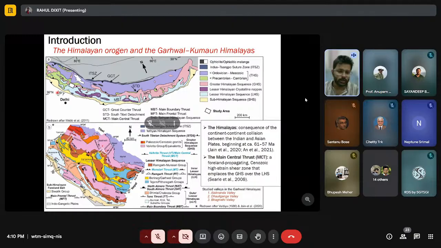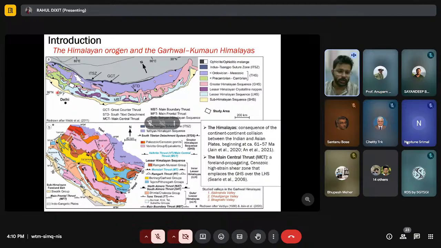That is the outer Lesser Himalaya, which consists of several formations like the Chakrata group or the Jaunsar group, which are Neoproterozoic to Paleozoic in age. Then north of them, as we move towards the hinterland side, we have the inner Lesser Himalaya, usually the Ramgarh Munsiari group or the Berinag group. They are part of the inner Lesser Himalaya, which are essentially Paleoproterozoic in age.